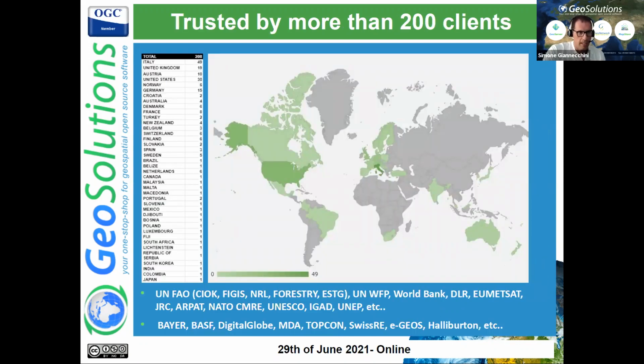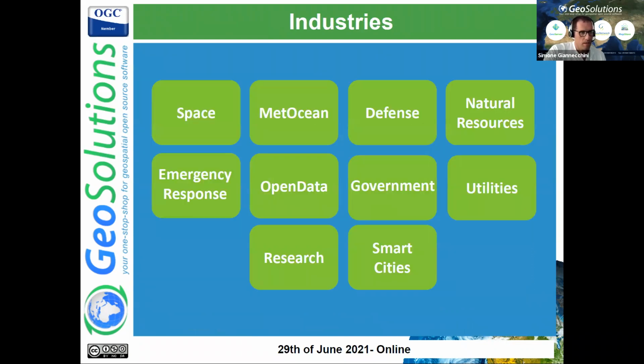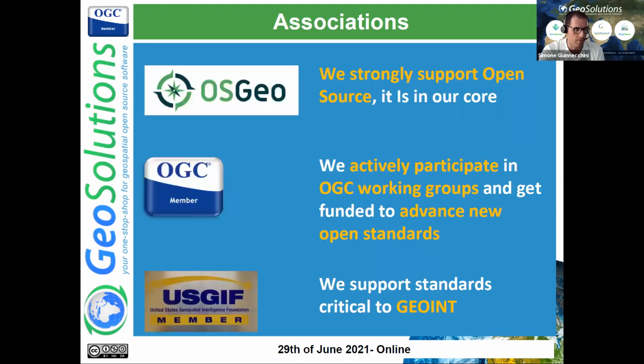So far, we've had more than 200 clients from all over the world. Our reference market is Northern Europe and North America, as you can see. We work in many industries. We started in defense. We were actually working for a NATO center in Italy, and from there we extended to many other different fields because GIS, which is what we do, is horizontal to many different fields. We are obviously part of OSGeo, and we strongly support it. We are OGC members. We work a lot with OGC because we are strong supporters of OGC standards and interoperability in general. And our US subsidiary is a member of USGIF for the US.